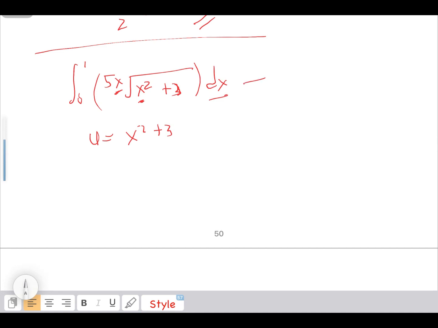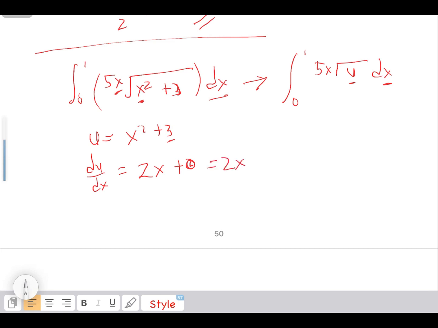We want to replace this as well, because when you let u equal x squared plus 3, the function changes to the integral from 0 to 1 of 5x square root of u dx. We want to integrate with respect to u, therefore we need to replace the x. Since we have our u here, we can say that du dx is equal to 2x plus 0, because when you differentiate 3 we get 0, and therefore finally we get 2x.